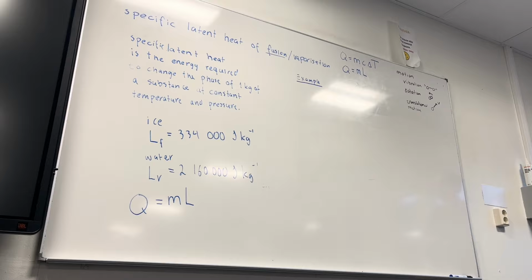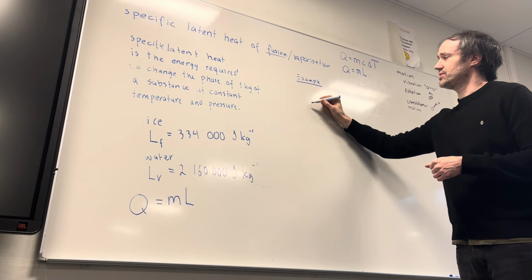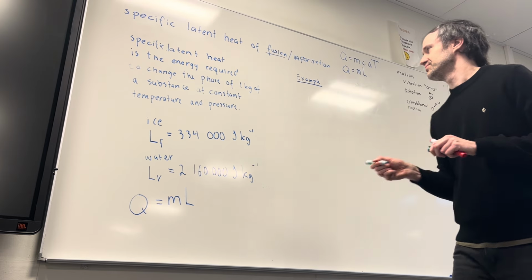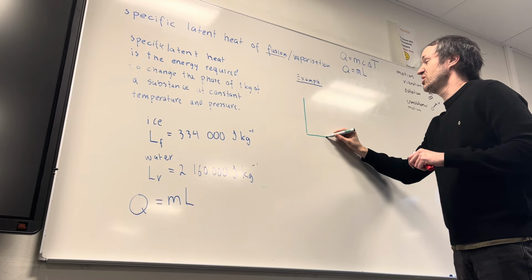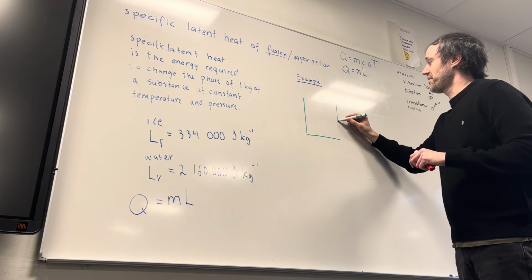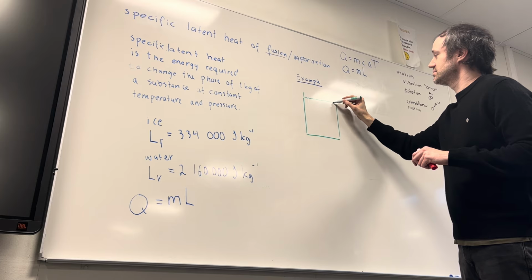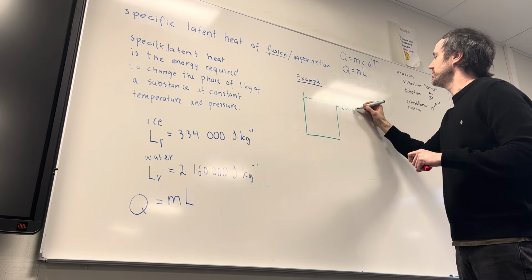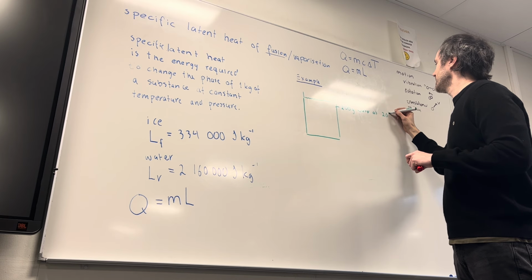So, a very practical example is what happens if I take an ice cube and put it into water. The ice cube will slowly melt. The ice cube will gain energy from the water, depending on the temperature the water is at. Alright, so let's say I have 200 grams of water at 20 degrees Celsius.